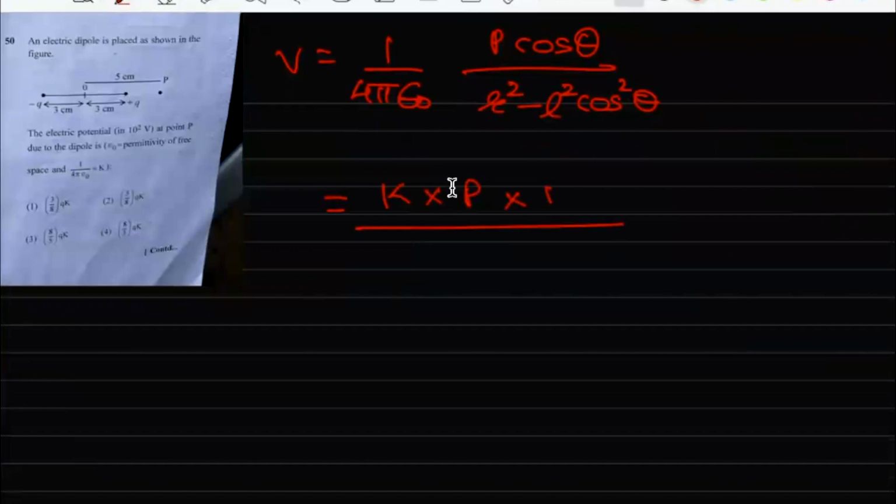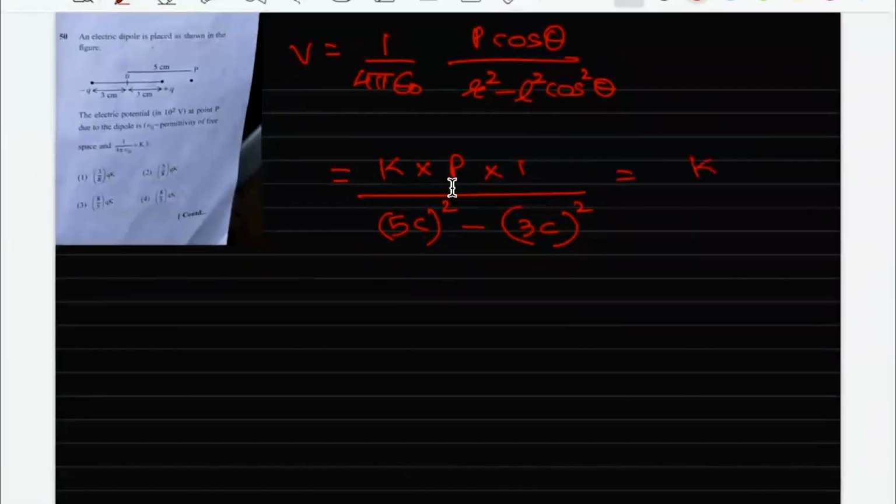Okay. r square. So what is the r value? It is 5 centi. So 5 centi square minus, again cos 0 is 1, so ignore that, l square. So what is l? l is 3 centi. So 3 centi square. So again, this is quite easy. kp upon 25 into 10 raised to minus 4 minus 9 into 10 raised to minus 4, which goes in the numerator, becomes 10 raised to plus 4. So I have kp by 16.